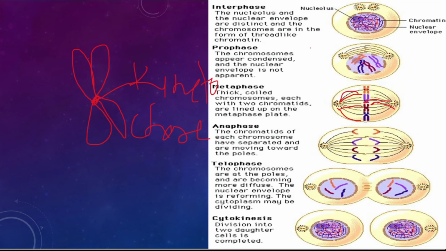In telophase, the chromosomes are at the poles and are becoming more diffuse. Now they are going back to what their structure was in interphase. From condensed, they are now becoming diffuse. The nuclear envelope is reforming. Now the nuclear envelope has started forming again by the dephosphorylation of laminins. The cytoplasm starts dividing. The division of cytoplasm is called cytokinesis.